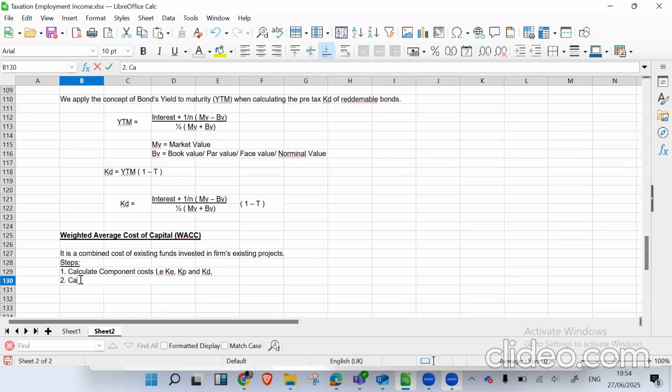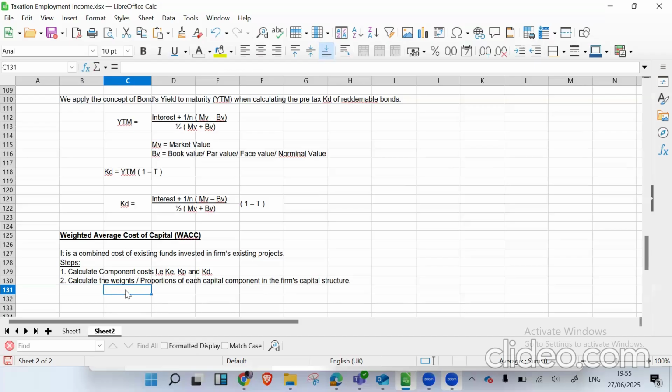Number 2, calculate the weights stroke proportions of each capital component in the firm's capital structure.